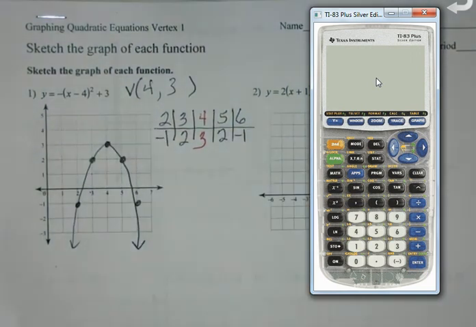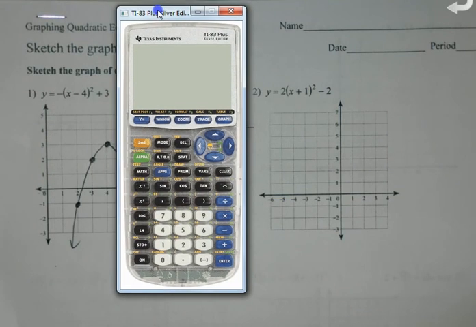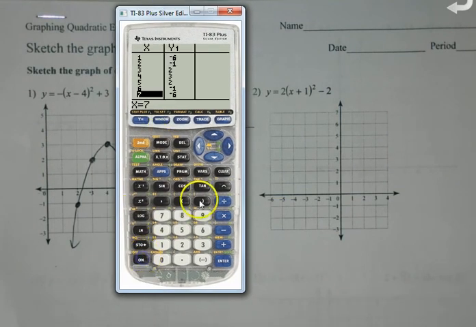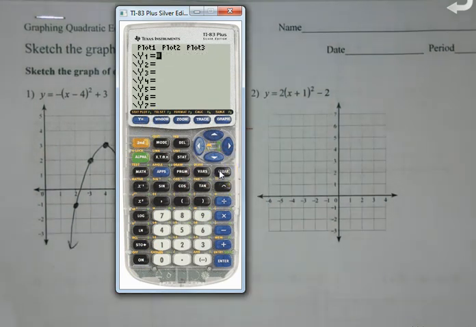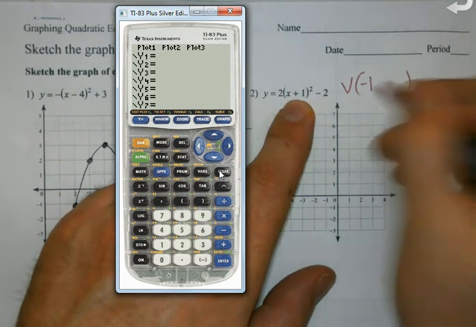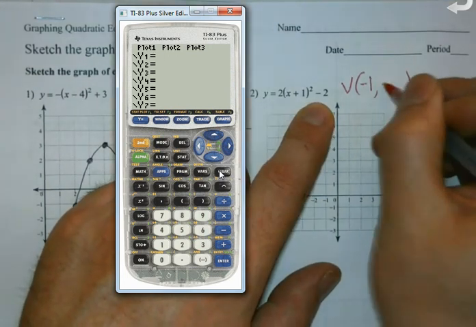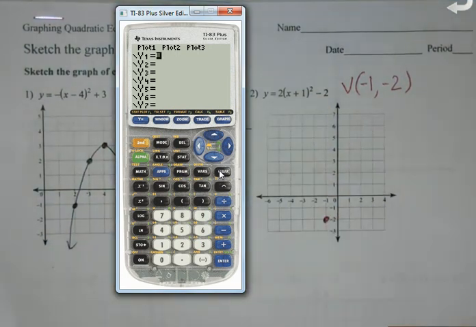I notice it opens down like it should because there's a negative in front. My A value is negative. And I'm rolling along. So let me get one more on here, and then we'll kind of see how we're doing. So let me get back to y equals. Okay, for number 2, what's my vertex going to be? Okay, -1, because I always just take the opposite of whatever's with x, and then keep what's on the outside. So -1, -2. Put a dot.